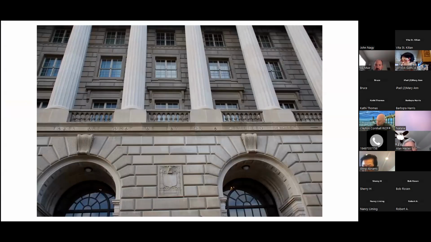This might look familiar if you've ever been to Washington, D.C. This is the headquarters of the Internal Revenue Service. I've been there, I think, once. Never been in the building, though.